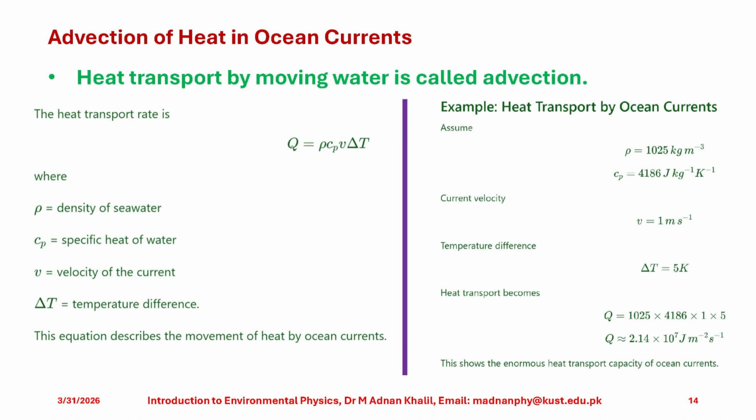Advection means heat transport by the bulk motion of water. Instead of heat simply diffusing molecule by molecule, the water itself moves and carries heat with it. The heat transport equation shown here is Q equals rho Cp V delta T, where rho is the density, Cp is the specific heat at constant pressure, V is the velocity, and delta T is the temperature difference. This equation shows us that faster currents, larger temperature differences, and higher density all increase heat transport, and that is why currents such as the Gulf Stream are so important for climate.